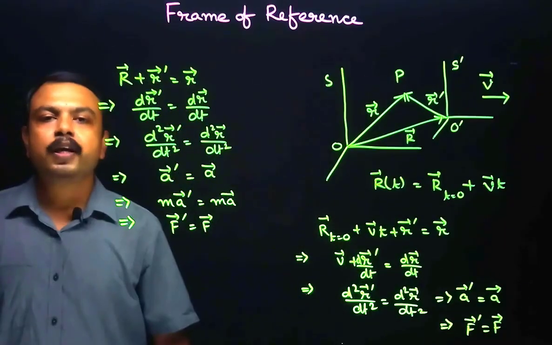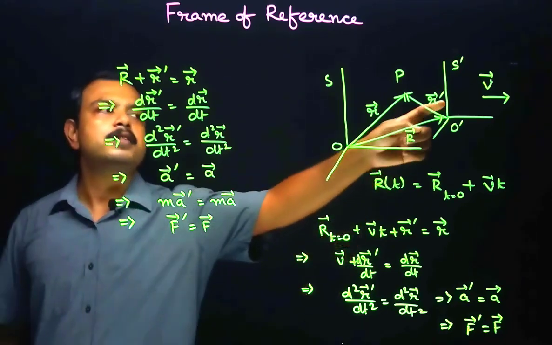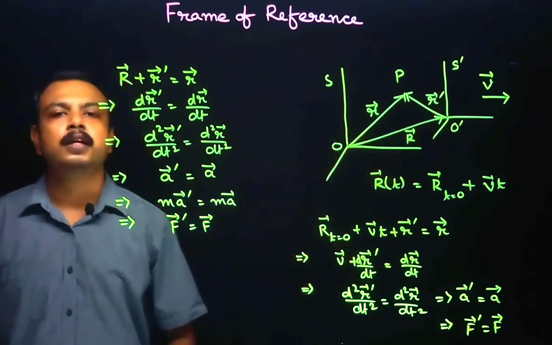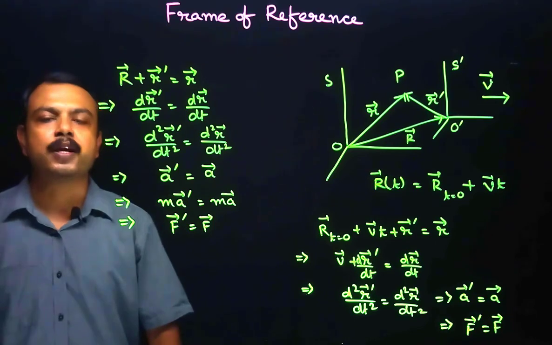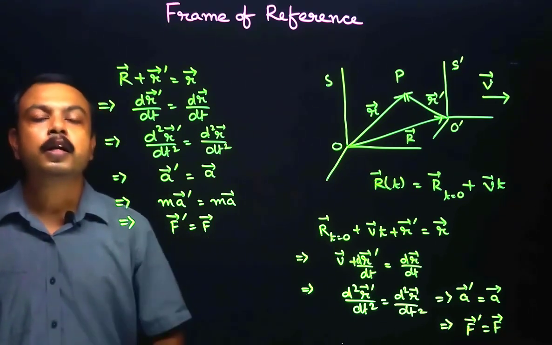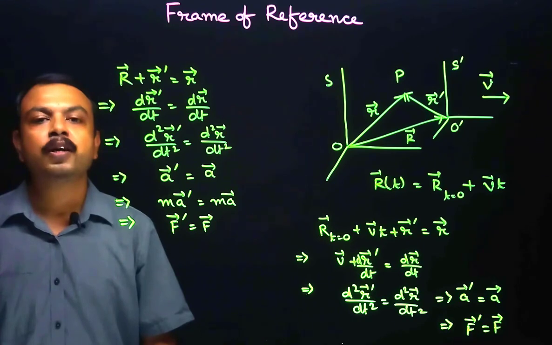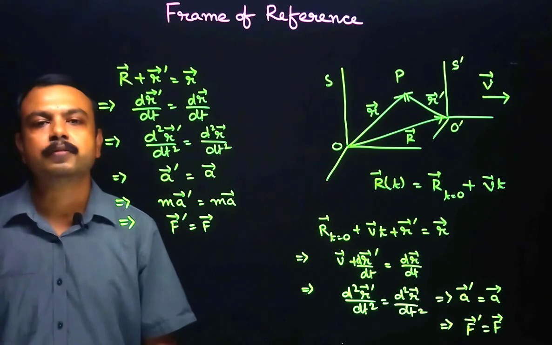The conclusion we can draw from this discussion is that if one frame of reference is moving with uniform velocity with respect to another frame of reference, then the form of force remains exactly the same in both the frames of reference. This brings us to the concept of inertial frame of reference, where the measurement of force is independent of whether the frame of reference is moving or it is truly stationary.